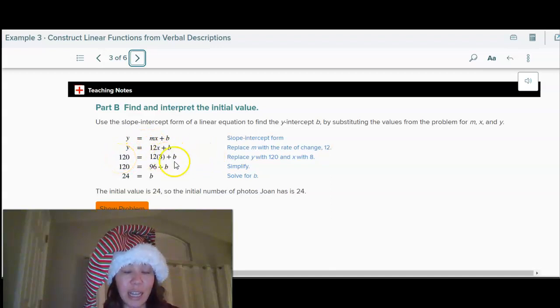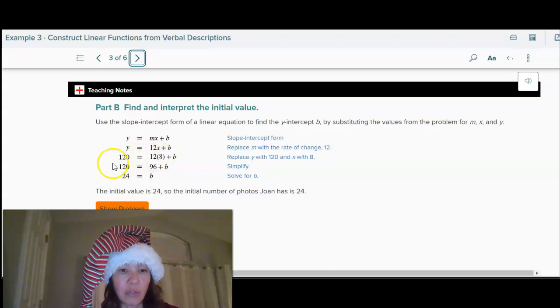And again, just like in the last example, the only variable left now is b. So using the information we were given, we have the slope, one value for x and one value for y, which we can then use to find our initial value for b. So initially, she had 24 photos in her album. That's what that means. When x is 0, what is y? In this case, when x is 0, after 0 weeks, she's starting with 24 photos in her album, and then she adds 12 per week to end up with 120 after 8 weeks.